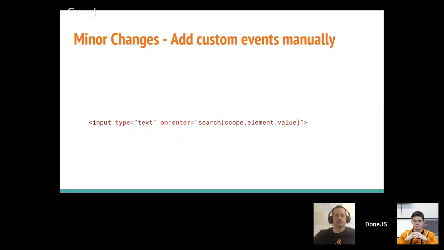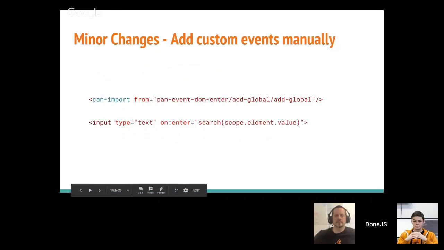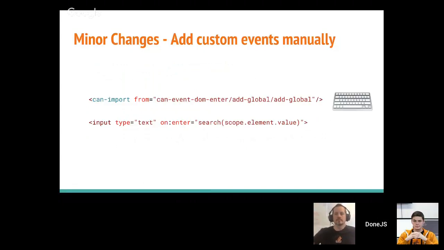The enter event. So if you're doing something like on:enter, or if you're in your events object and you're using the enter event, that also is not supported natively by the browser. So we need to add some code. In this case, can-event-dom-enter and this add-global module, which is what actually adds this global enter event. This is another one that you need to do manually.